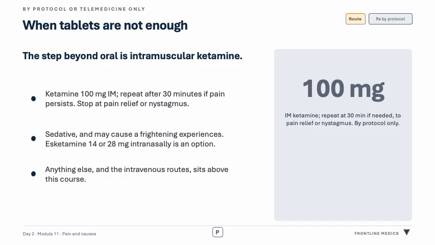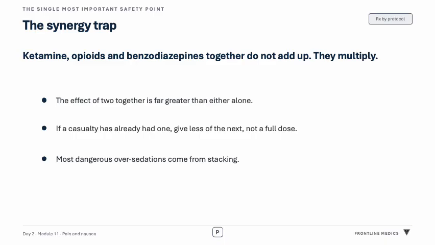Esketamine, 14 or 28 milligrams intranasally, is also an option. Everything other than this and the intravenous routes sit far above this course. The point is that oral is the backbone, and the injected drug is the exception you give by the book, by protocol, or telemedicine.